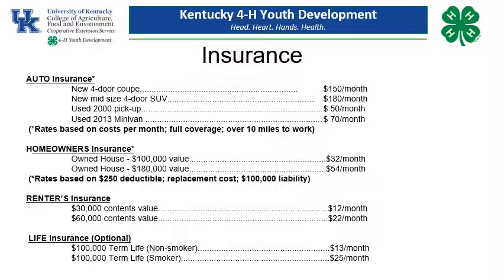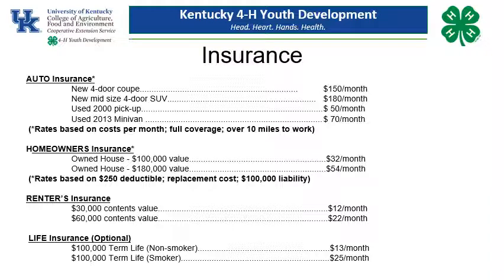Next, if you decided to have homeowners and you owned your home, if it is $100,000 in value, you would need to subtract $32 per month from your homeowner's insurance. This rate is based upon a $250 deductible, and replacement cost is $100,000 for the liability coverage. If you have a rental home and you cover $30,000 of the contents, which means $30,000 would cover everything inside the home, that would be $12 a month.